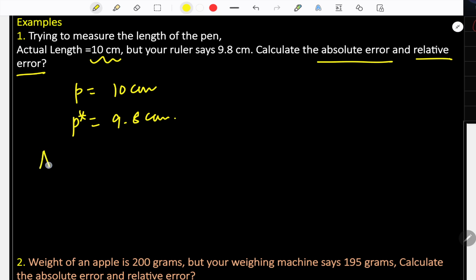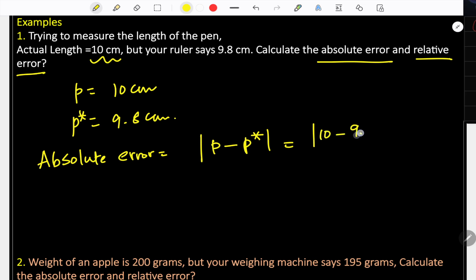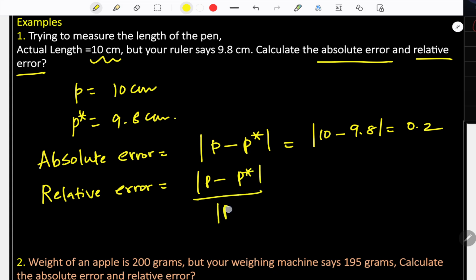So what is the formula for absolute error? Absolute error is equal to the absolute value of P minus P star, which is equal to 10 centimeter minus 9.8 centimeter, which is equal to 0.2. So what is your relative error? The same formula: absolute value of P minus P star divided by absolute value of P, which is 0.2 divided by 10. I told you, give the answer in terms of percentage.